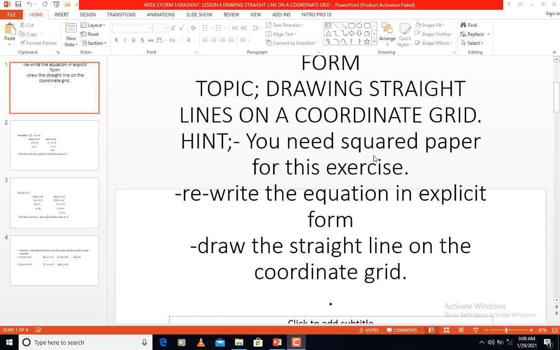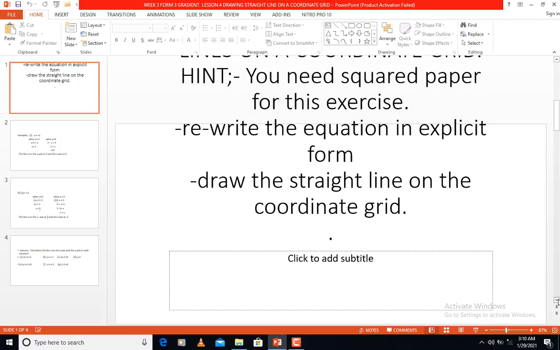You need a squared paper for this exercise. So rewrite the equation in the implicit form, and draw the straight line on the coordinate grid. In this one, we are not going to focus on what I have written here. In the next lesson, you must have a squared paper and we are going to draw. But in this lesson, we want to discuss only how to find where the line cuts the x-axis and where the line cuts the y-axis.